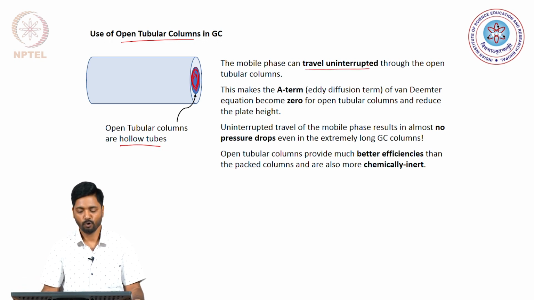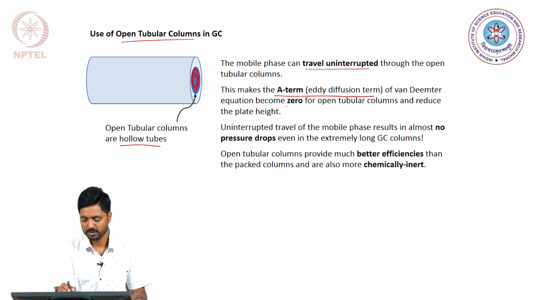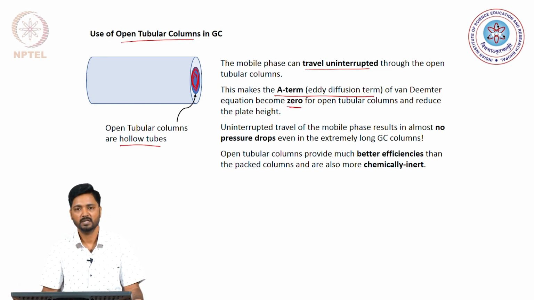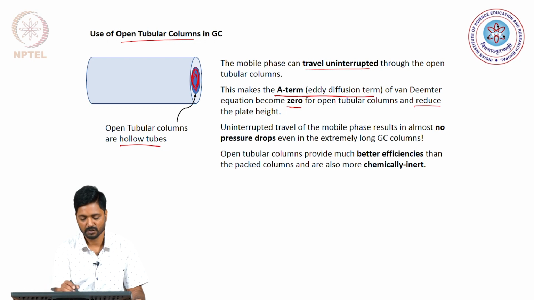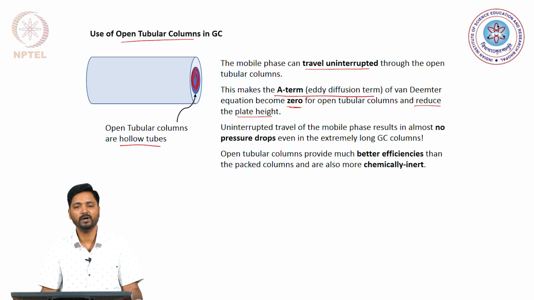So, in these open tubular columns the mobile phase travels uninterrupted, and that is very advantageous because it makes the A term, which is also known as the eddy diffusion term of the Van Deemter equation, become 0, and this results in significant reduction of the plate height. Moreover, because of this hollow nature of these columns.